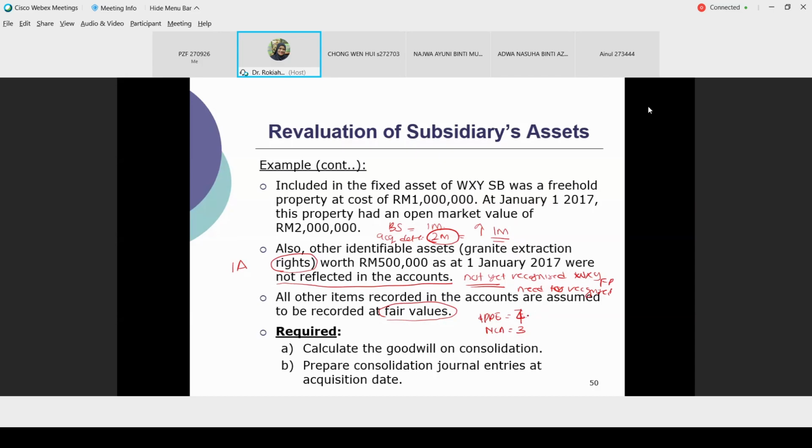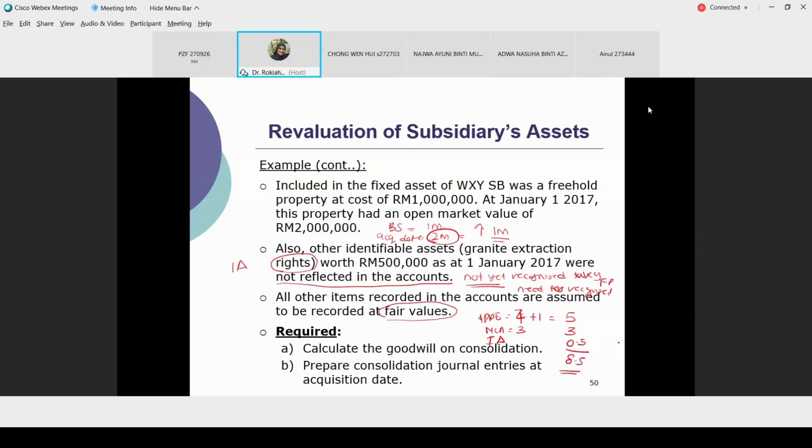Now the fair value of the PPE. We have a freehold property, and its value has been increased by another 1 million, so we need to add another 1 million. Now the PPE becomes 5 million. The non-current and net current assets are still 3 million. But we have a new asset here, which is an intangible asset of another 0.5 million. So altogether we have 8.5 million.